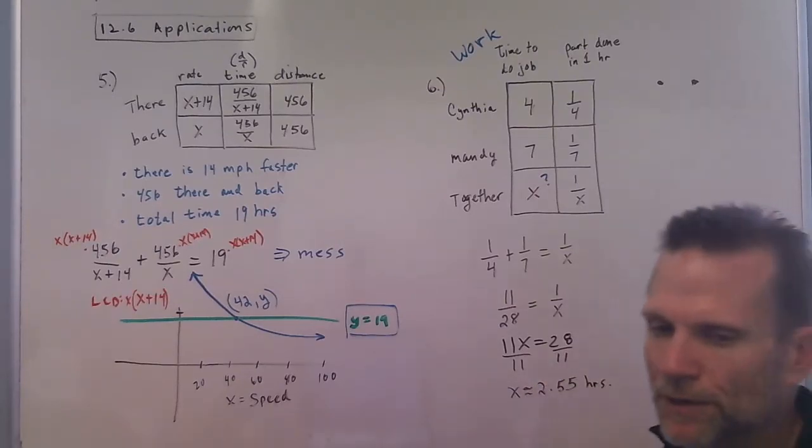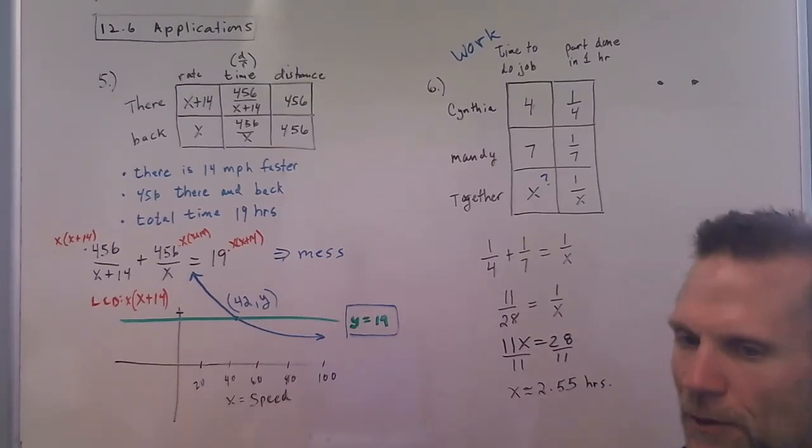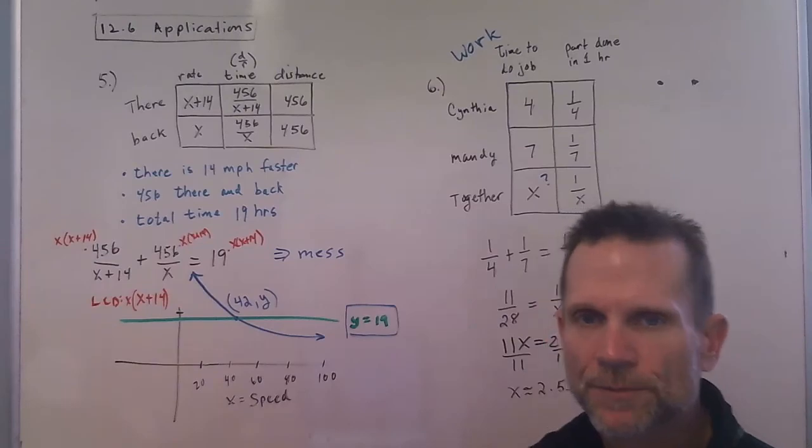And just read what the problem says. If it says round to 2 decimal places or round to the nearest hour, just make sure you answer the problem correctly.